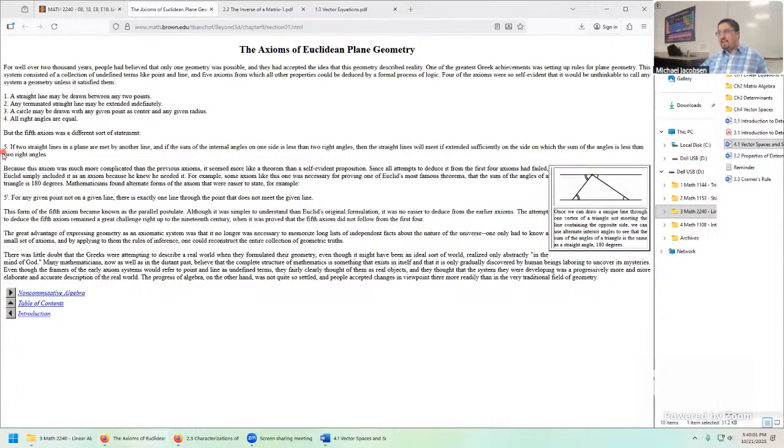It was just 5 undefined things, or excuse me, 5 axioms involving undefined objects. The straight line may be drawn between any 2 points is one of those axioms. We won't go through all of them, but here's the refresher of all 5 axioms. And what was critical about Euclid's work way back in the day was he never defined what he meant by a straight line. He never defined what he meant by a point.